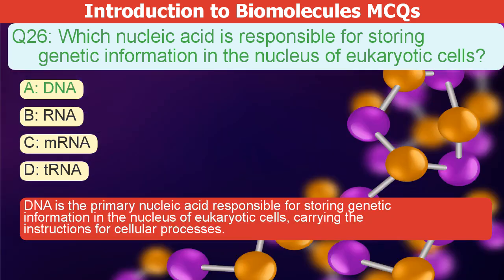The correct answer is A. DNA is the primary nucleic acid responsible for storing genetic information in the nucleus of eukaryotic cells, carrying the instructions for cellular processes.